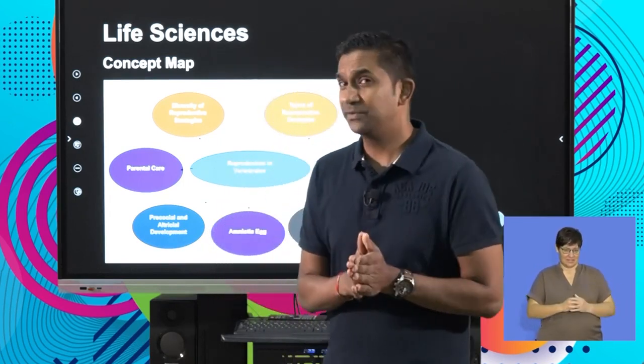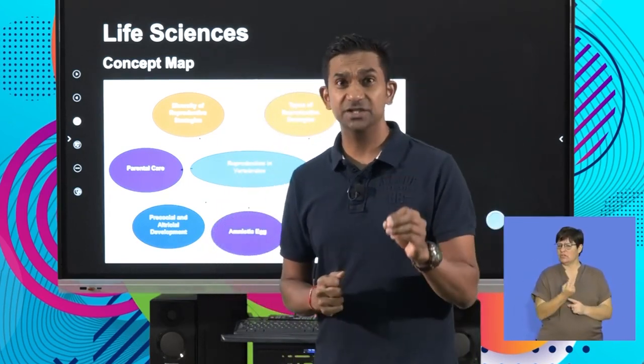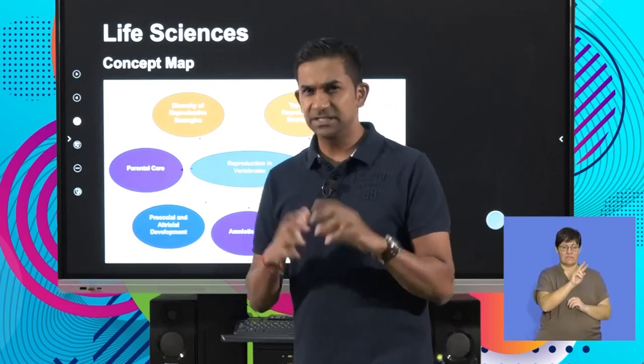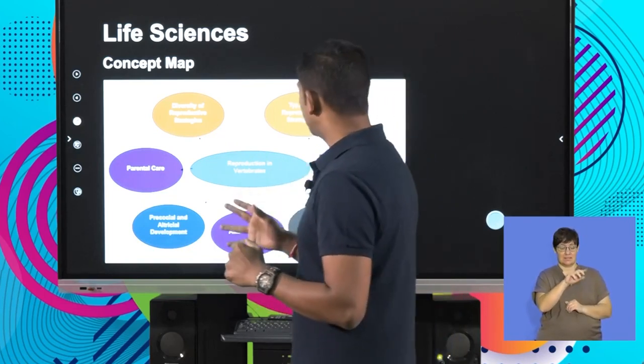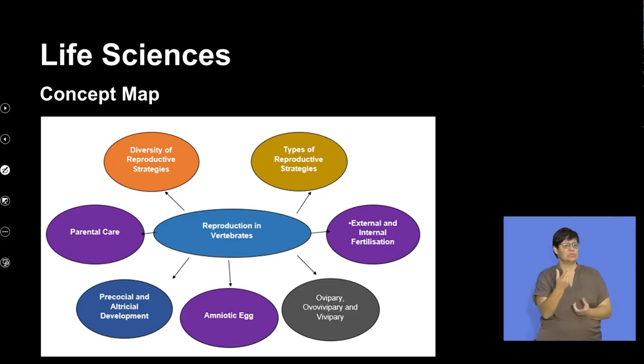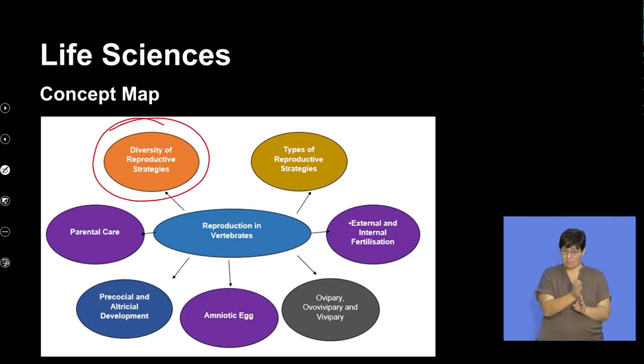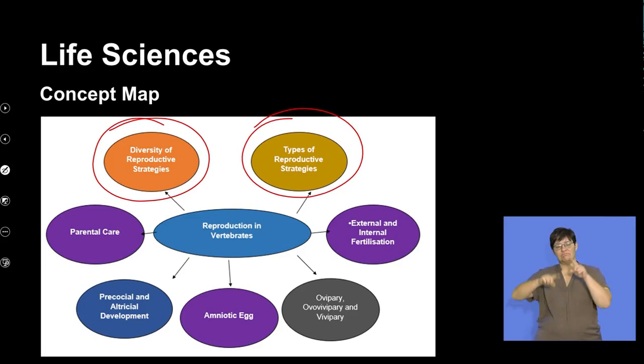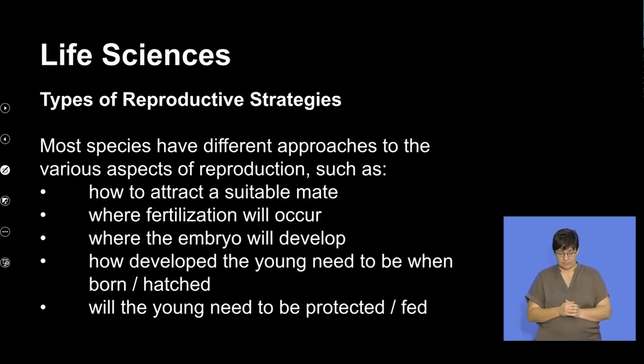As a recap of what we've been doing, we've been looking at reproduction in vertebrates. Now, it's important that we understand the way forward. We've looked at the reproductive strategies earlier on. Now we've got to look at the types of reproductive strategies that are displayed by different species. There are various different types that we need to look at.